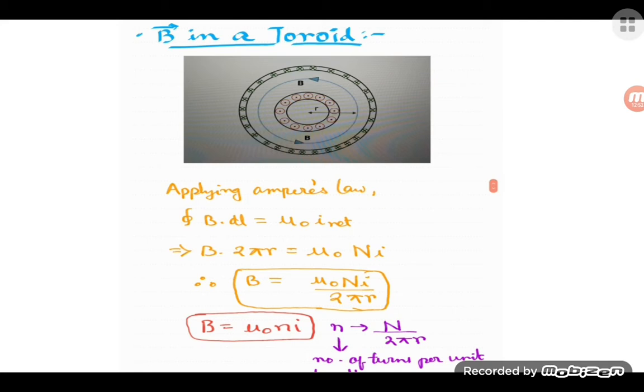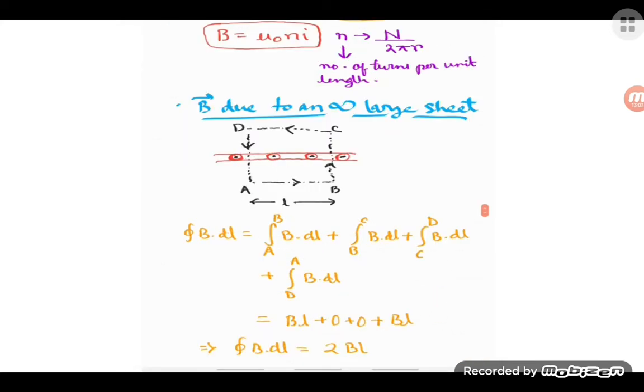So similarly, applying the formula of Ampere's law, B dot dl, it will be B dot 2 pi r into mu naught upon Ni. So B will be mu naught Ni upon 2 pi r. Now N by 2 pi r should be equal to small n. Why? Because small n is number of turns per unit length. So that is why the short formula comes to be mu naught Ni, the same as the solenoid.